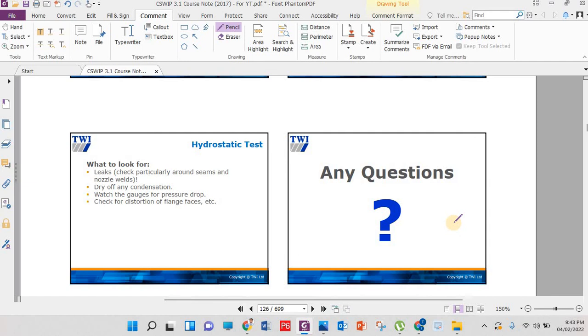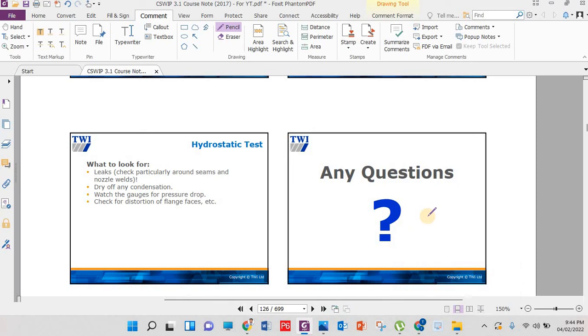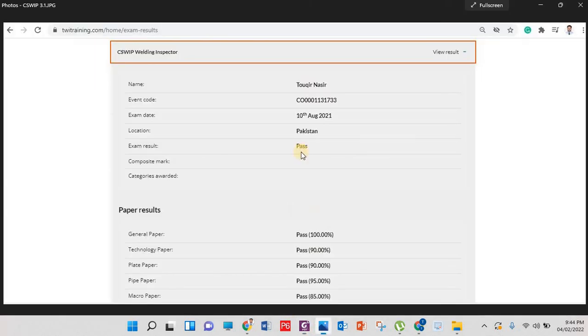And one more important thing, I am also preparing a question answer series for the general paper and technology paper. Believe me, if you understand these papers, all the questions, then blindly you will clear with 100% result. As I already showed you the 100% result, no problem. This is very easy. You can see 100%, 90, 90, 95, 85, right?